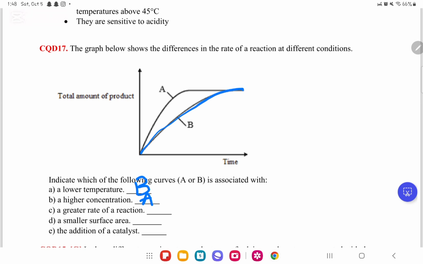A greater rate of a reaction will increase the slope, so A. A smaller surface area will decrease the reaction rate, so B, and the addition of a catalyst will increase the reaction rate, which is A. Again, a lower temperature will decrease the reaction rate, so B. A higher concentration will increase the reaction rate, so A. A greater rate of a reaction will increase the reaction rate, definitely, so A. A smaller surface area will decrease the reaction rate, so B. And the addition of a catalyst will increase the reaction, so A.